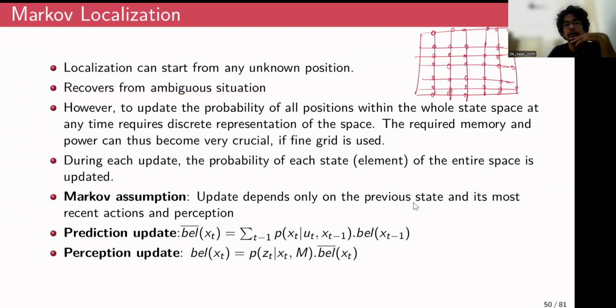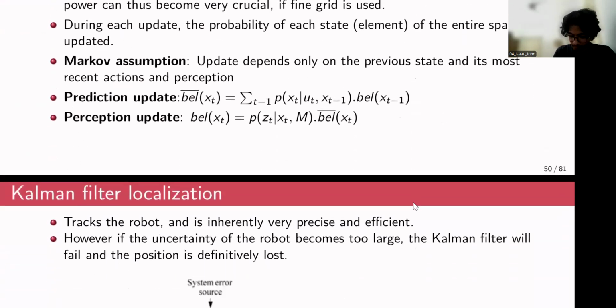But in the case of Markov localization, that is not possible, right? If the uncertainty goes out of bound, it cannot recover. It will be lost. Its sense of position is lost forever, unless it resets. However, a Kalman filter does not require an entire discretization of the grid. So in that regard, it's much more computationally efficient than Markov localization.